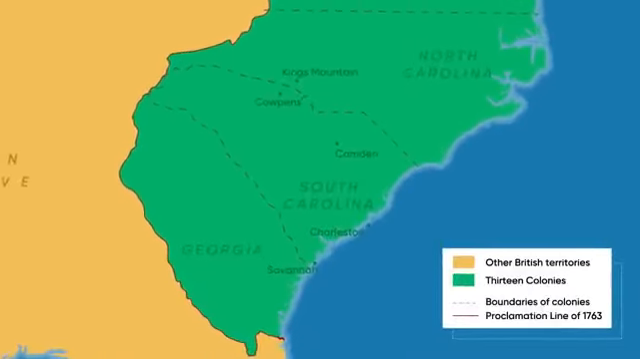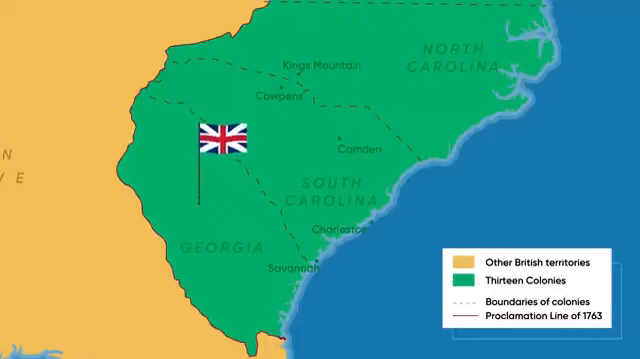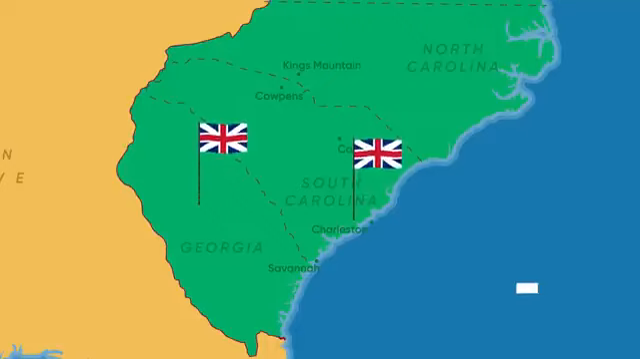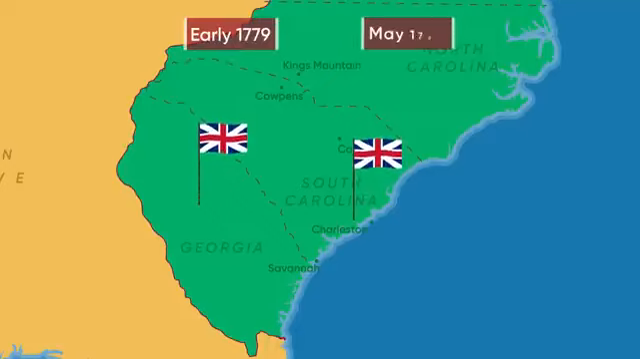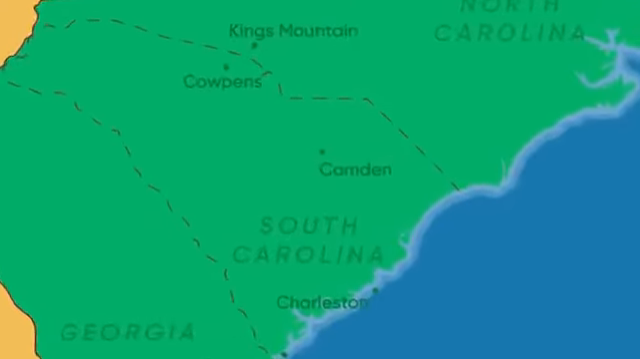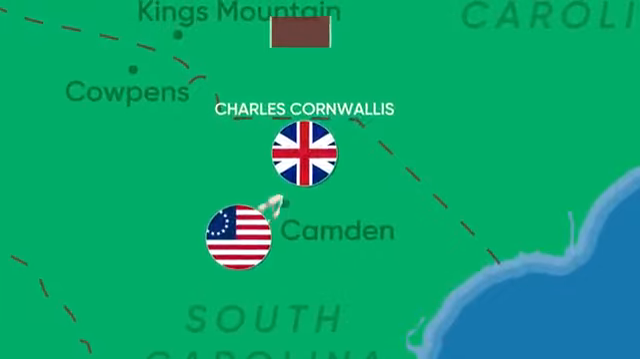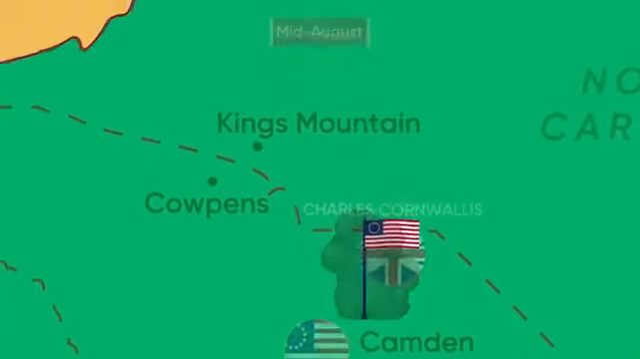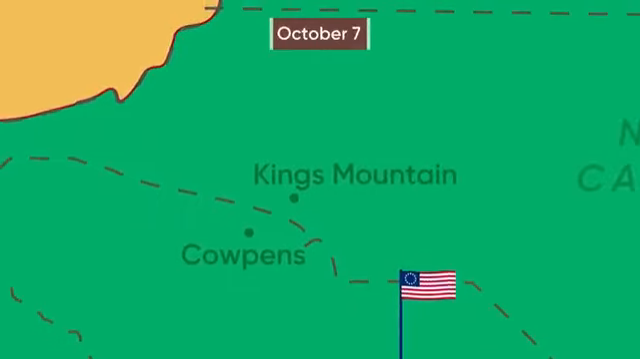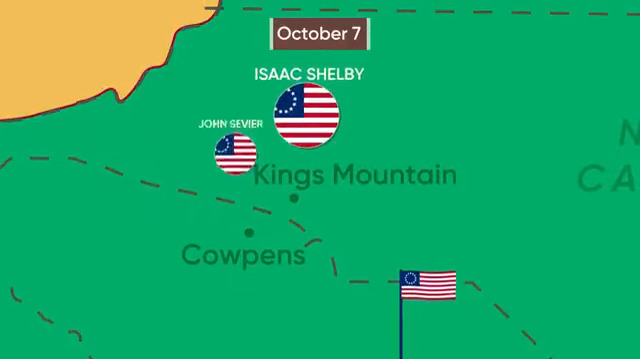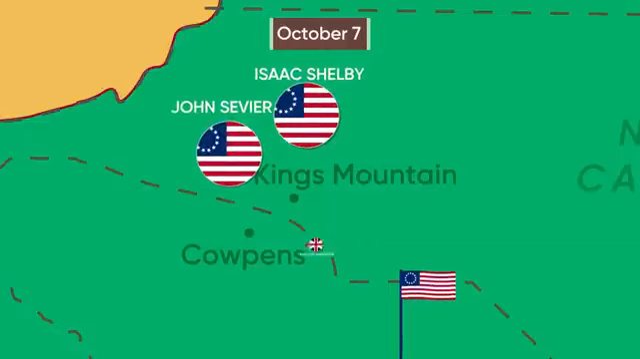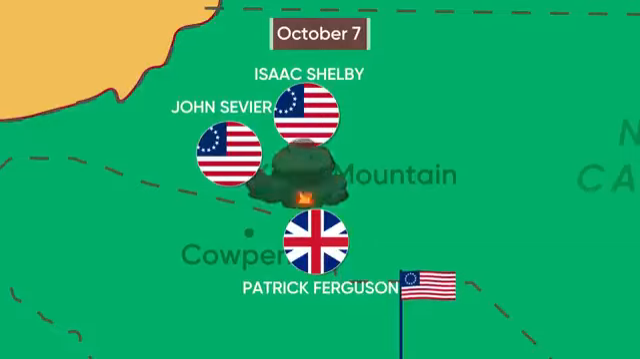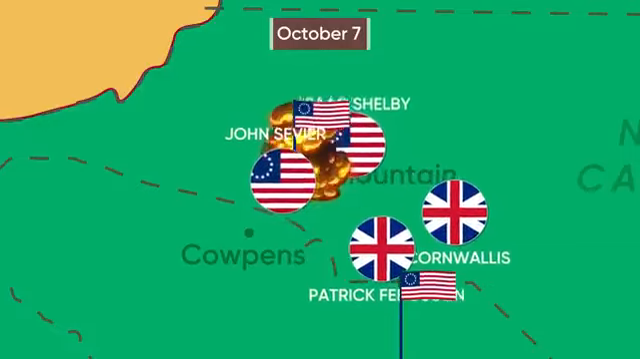In the South, Georgia and Charleston, South Carolina were occupied by the British in early 1779 and May 1780, respectively. Under the command of Lord Charles Cornwallis, British forces launched an offensive that defeated the Americans at Camden in mid-August. Later, on October 7th, American troops led by Isaac Shelby and John Sevier defeated Major Patrick Ferguson and one-third of General Cornwallis's army at Kings Mountain.